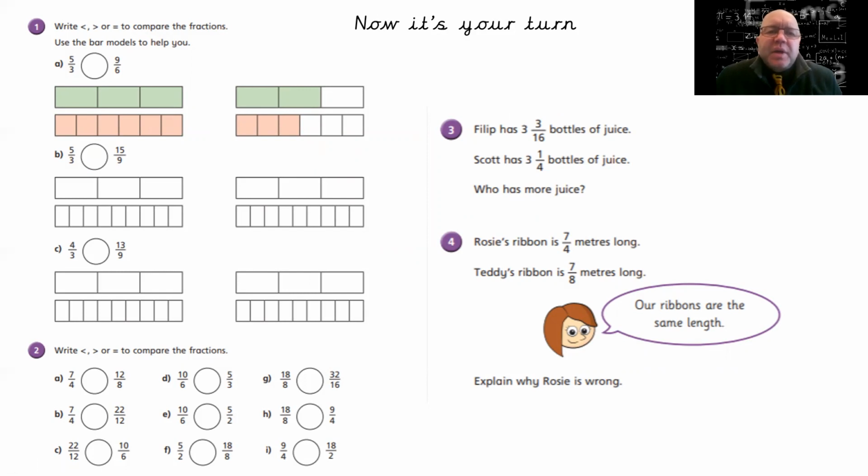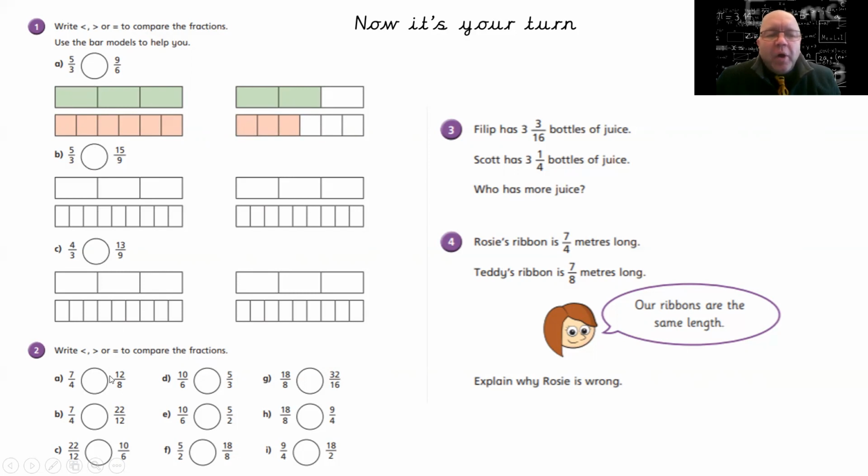Don't be scared just because it's one of the later questions. On question 1, we've got the bar models to help you. Which one is greater? So greater than, less than, or equal to. Compare the fractions. The first one is actually coloured in for you correctly. The second one you need to colour, as well as the third. Each one, which one is greater than or less than.